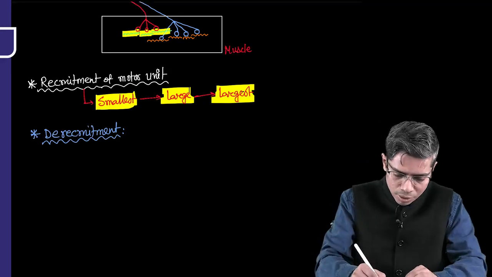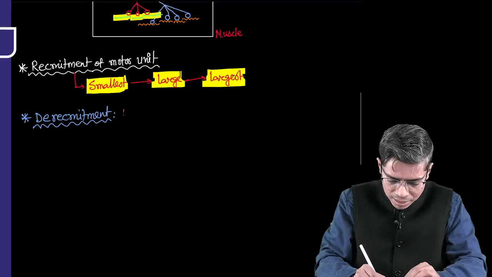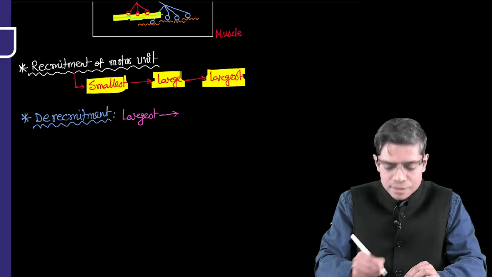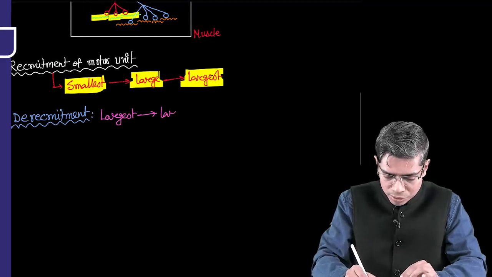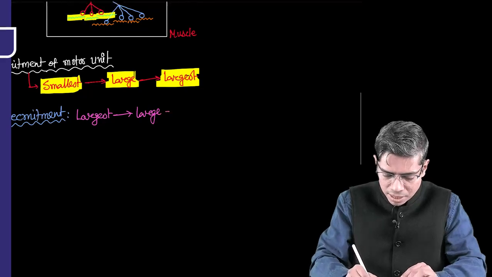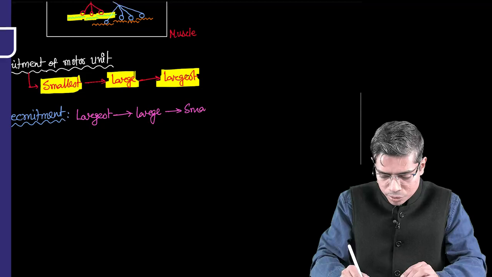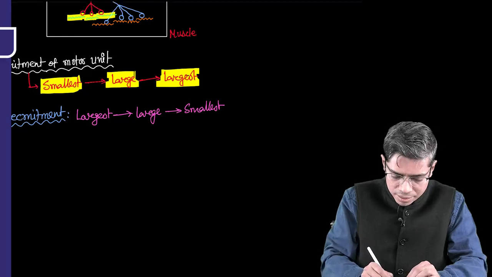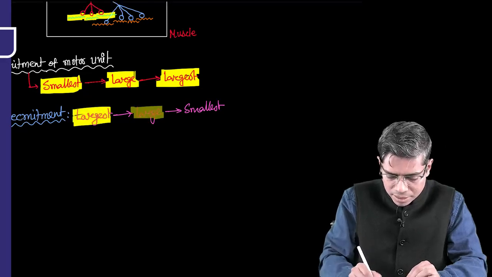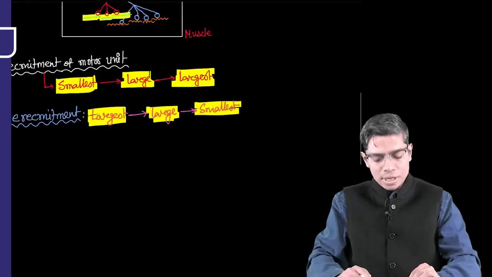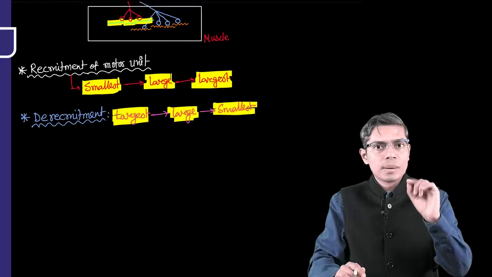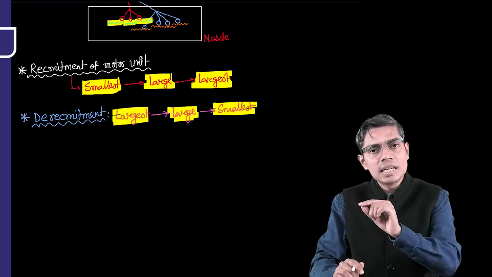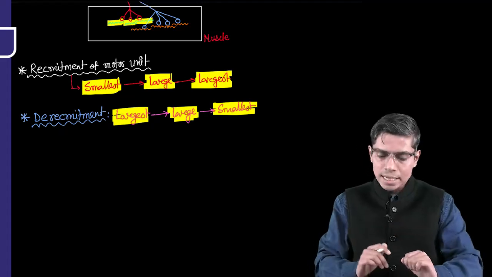So the body will also do the same job: the largest motor unit will be de-recruited first, followed by the larger motor unit, followed by the large motor unit, and at the last the smallest motor unit will be de-recruited. So largest, followed by larger, large, and then smallest. So I can understand that the motor unit which is recruited first is de-recruited at the last. From these two I can understand easily.